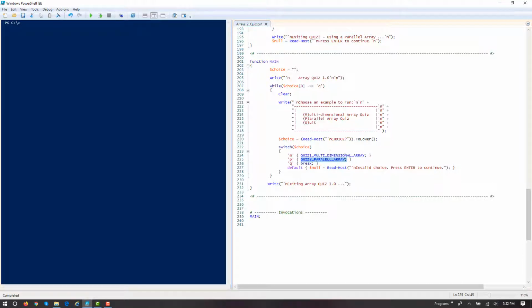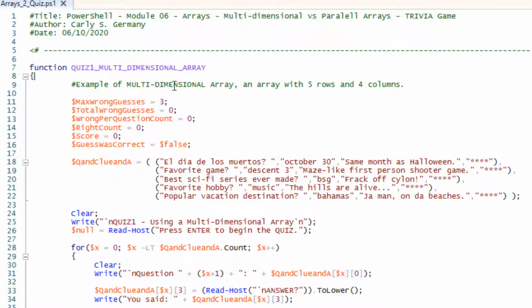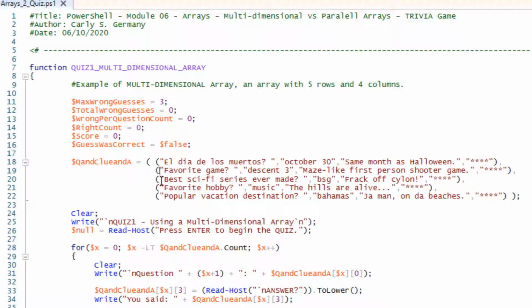So this quiz is using a two-dimensional array. This quiz is using a parallel array. Let's take a look at the first quiz, okay? And the first quiz, we have some local variables declared inside of our quiz multi-dimensional array. Here we have a two-dimensional array, and it has 1, 2, 3, 4, 5 rows. And within each of those rows, it has 1, 2, 3, 4 columns, okay?